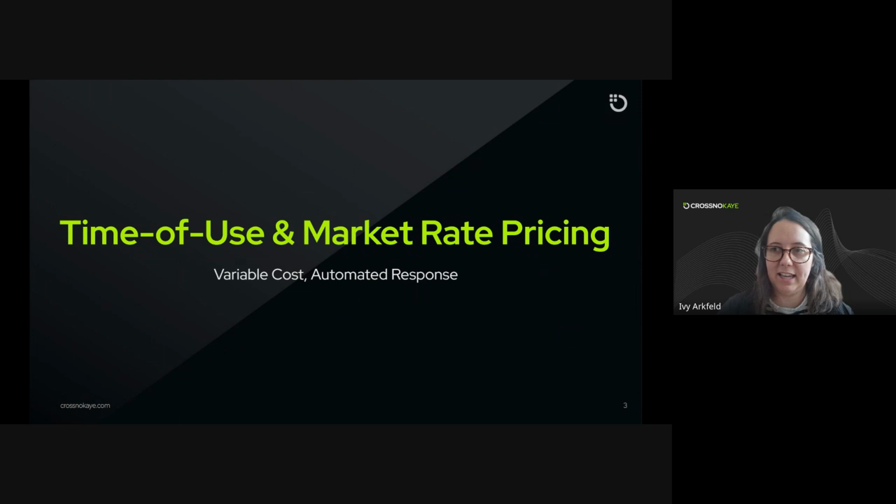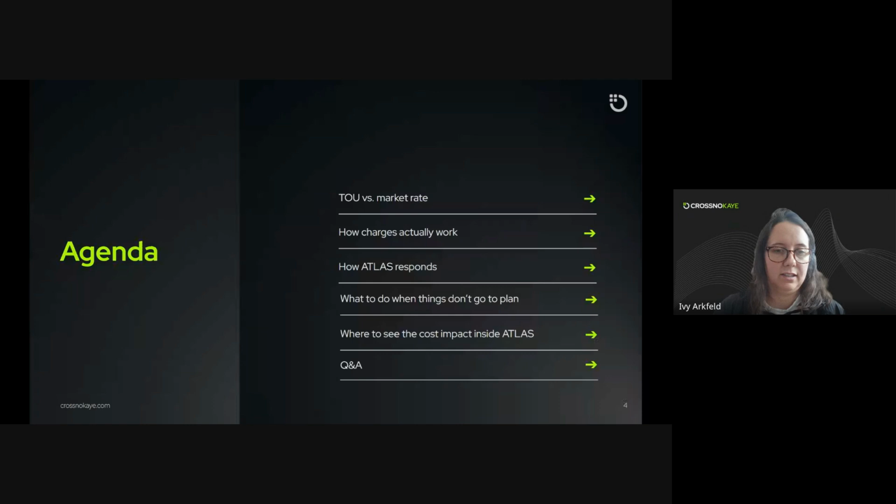So today we're going to be talking about time of use and market rate pricing. Variable cost, automated response. These are two interesting topics that we've lumped together because time of use and market rate pricing are actually very similar in concept, but very different in how you typically react to them.